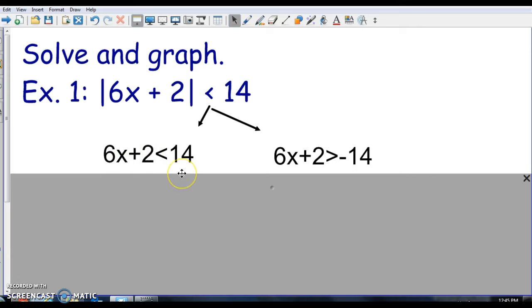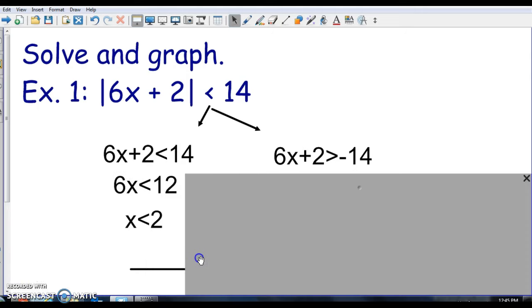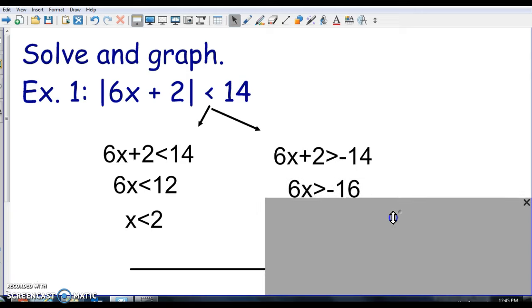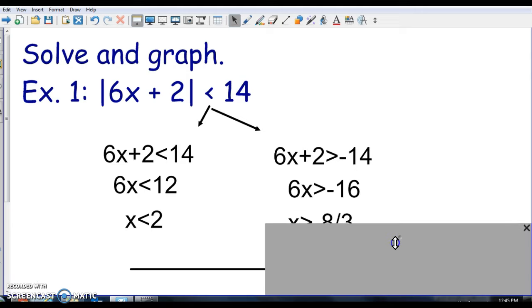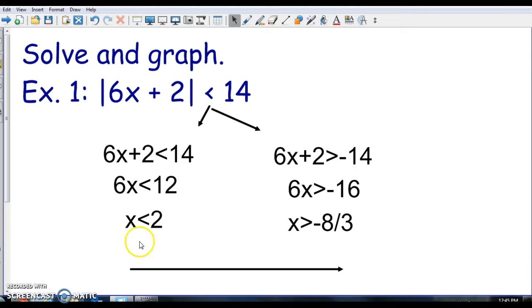We're going to solve these by themselves and get the answers, which we talked about yesterday. On this one, you're going to subtract 2, then divide by 6, and you're going to get x is less than 2. The one on the right, you're going to subtract 2 from both sides to get 6x is greater than negative 16. Then divide each side by 6, and reduce, and you're going to get x is greater than negative 8/3.